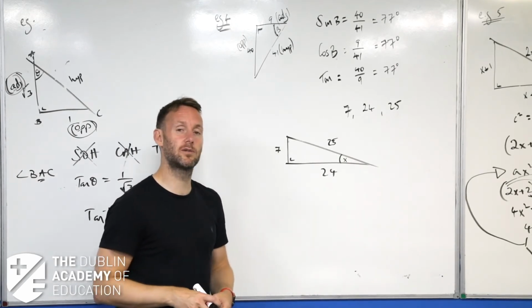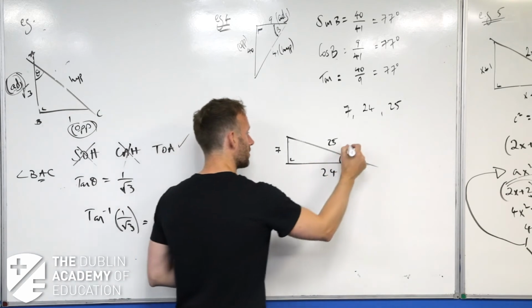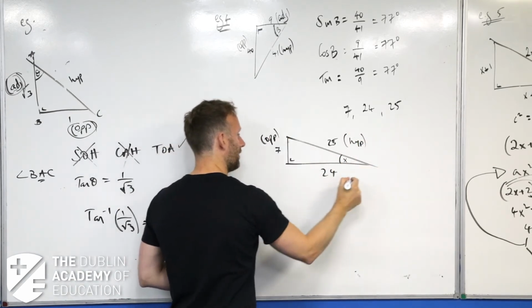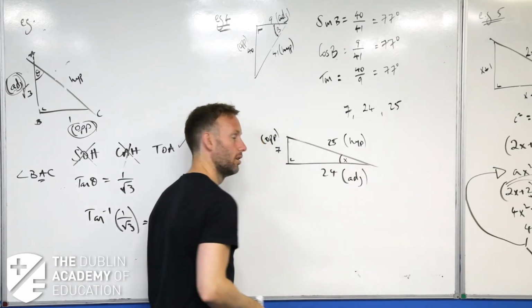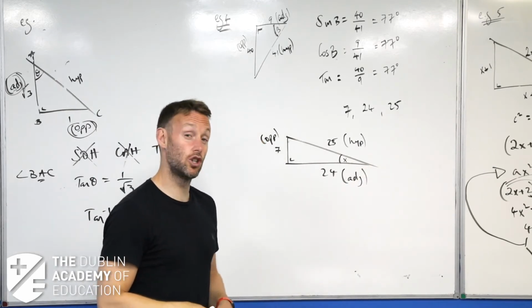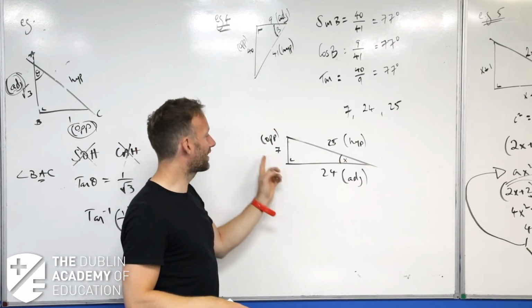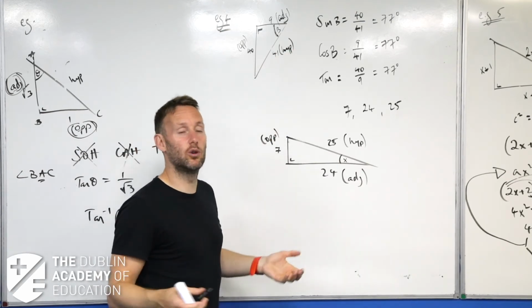What's the first thing that we always do with sin cos tan? We always label the sides. So this here is the hypotenuse, this here is the opposite, and this here is the adjacent. And what trig function would you use? Would you use sin, cos, or tan? Well, it's very similar to this one here. The fact that we have the three sides, we could use any of them.